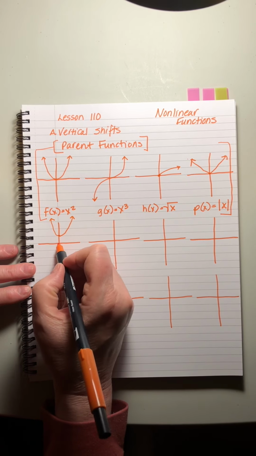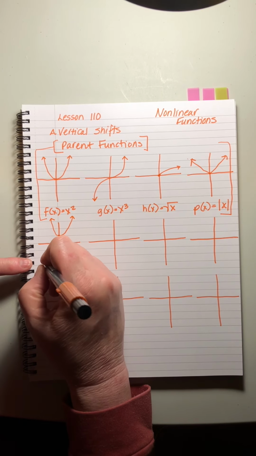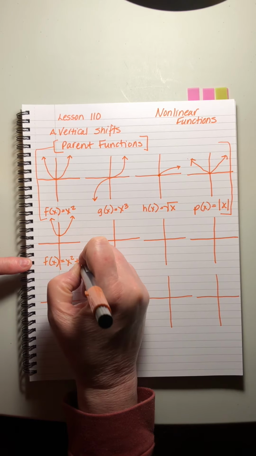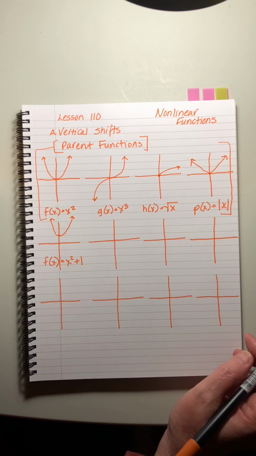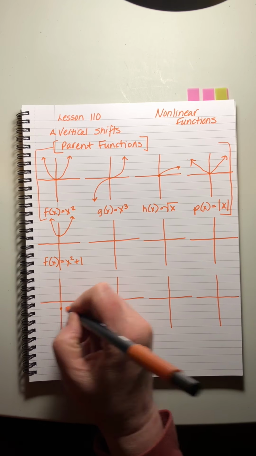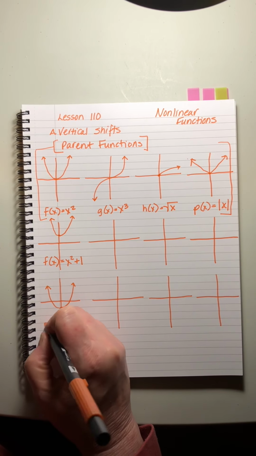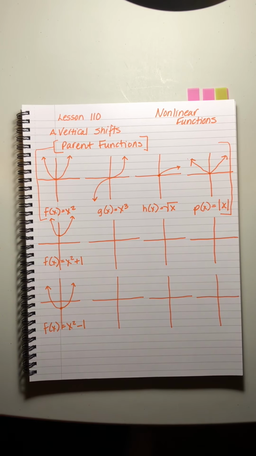Do you see how we've gone from the origin up 1 point? We're calling that 1. This would be f of x equals x squared plus 1. Well, that makes sense, plus 1, right? And it goes up 1. And then if we want to shift it down, we'd say f of x equals x squared minus 1. So this is very logical, isn't it? The vertical shift, if you go up, you do plus 1. If you go down, you do minus 1. All right, we can handle that.